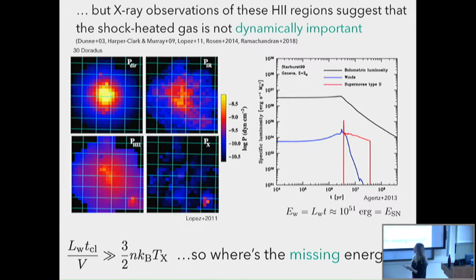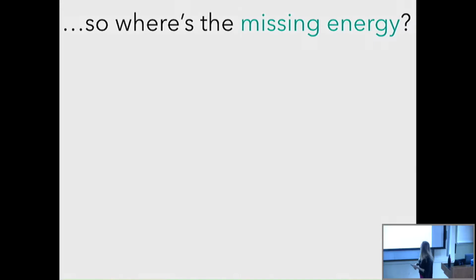And then if you look at the stars and estimate what the total energy injection rate is, you'll find that the energy that you would expect to be within the bubble is much larger than what you actually see from the X-ray emission. And so this suggests that the hot gas is leaking out of the H2 region, and the question is, well, how? Like, where is this energy going?